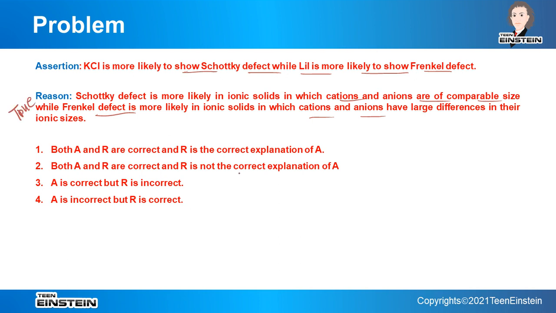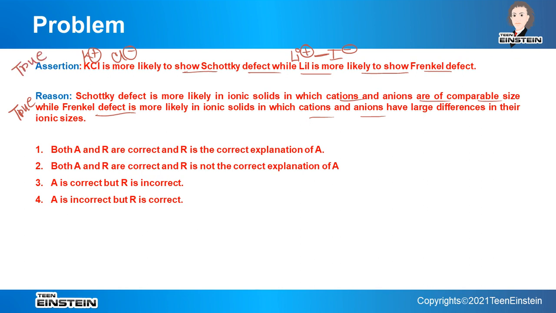Reason is true. And the assertion, that is KCl is more likely to show Schottky defect. So now compare the size of K plus with Cl minus, and also compare the size of lithium plus with iodide. Obviously lithium is from the second period, and iodine is very large in size. So there will be a high difference in size between lithium plus and iodide. So it must show Frenkel defect. So the assertion is also correct, and K plus and Cl minus sizes are close to each other. So this is also true.